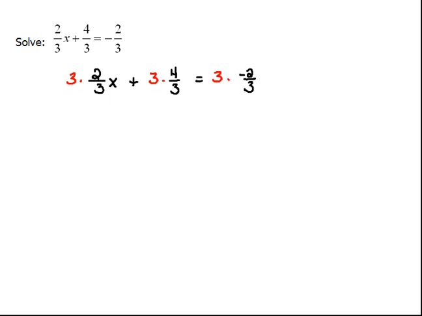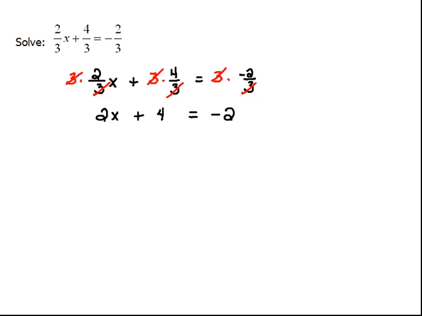Now by doing that, let's look at this very first term first. When I multiply 3 times 2/3 x, the 3's will cancel because we have one in the numerator and one in the denominator. So all we have left is 2x. In our next term here, our 3's are going to cancel again, so we have plus 4 equals. Now in our last term, when we do our multiplication, again the 3's will cancel, and so we have negative 2. Now this is much better for us to start working with.